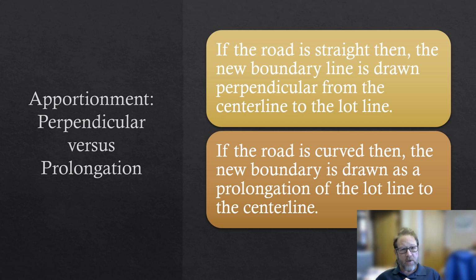All right, so here's some more stuff about how to divide up the property after the vacation. And this has to do with where the lot lines will go within the vacated portion. So the rule is, if the road is straight, then the new property will be drawn perpendicular to the center line of the road to the lot line. However, if the road is curved, then the new boundary will be drawn as a prolongation of the original lot line to the center line.